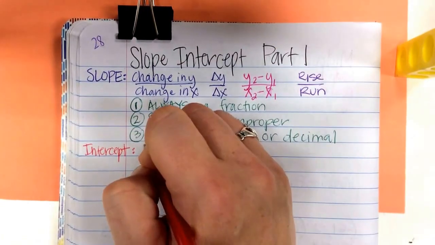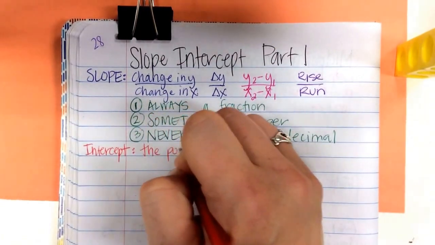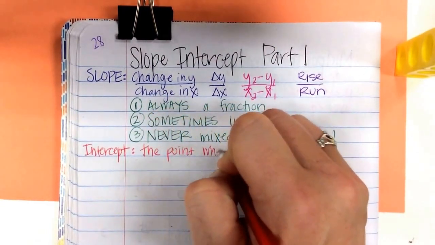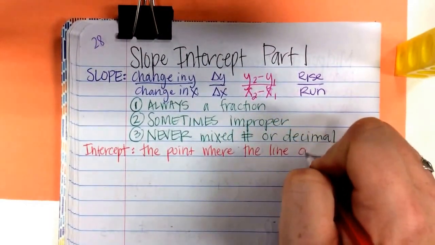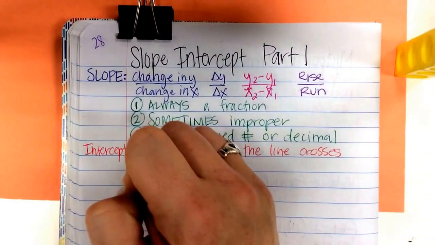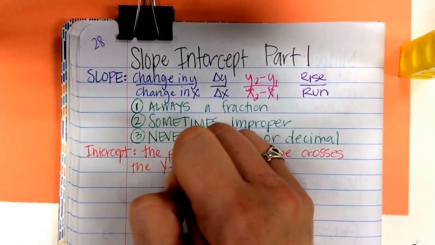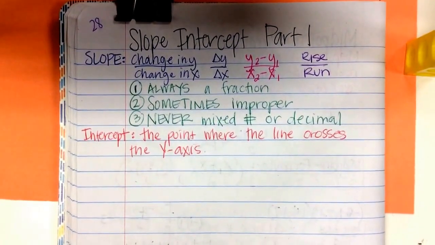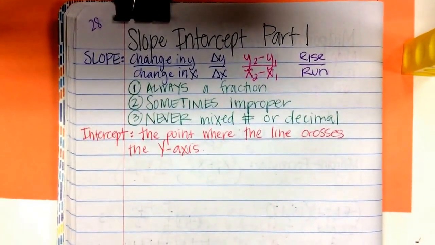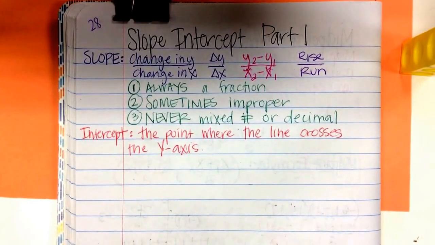So we look for the point where the line crosses the y-axis. And we only care about the y-intercept. The x-intercept is kind of a thing of the past. We've moved on to bigger and better things.